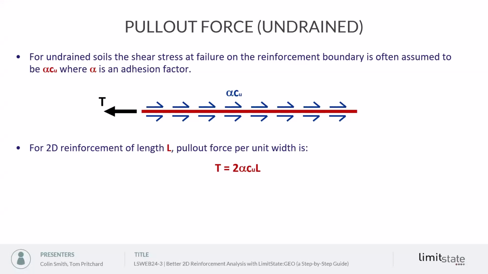So if we have some two-dimensional reinforcement in an undrained soil, if we were to try to pull that out, then we would be generating shear stresses on the top and bottom boundaries. There'd be a function of the undrained shear strength of the adjacent soil, and normally we assume an adhesion factor to allow for the fact that we're shearing reinforcement on the clay rather than clay on itself. And that alpha factor is always between 0 and 1. So for a length L, the pull-out force will be 2 alpha Cu L, the number 2 because we're accounting for both the top and bottom faces of the reinforcement.